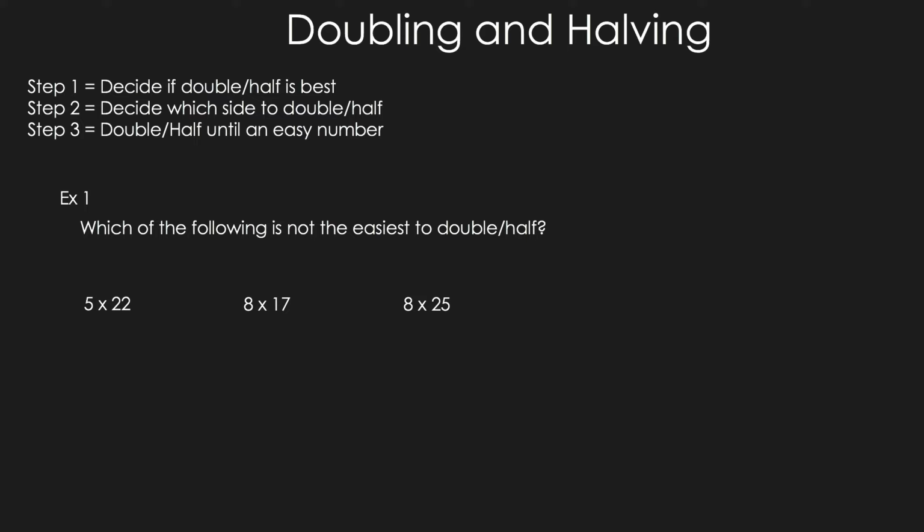Now, let's take a look at this, to see if you have the strategies understood. Which of the following is not the easiest to double or halve? So if you want to pause to see if you can figure it out yourself, that's great. The answer is going to be the middle one. Now, why? Because neither number has an easy number factor.